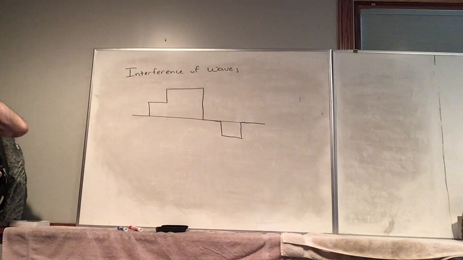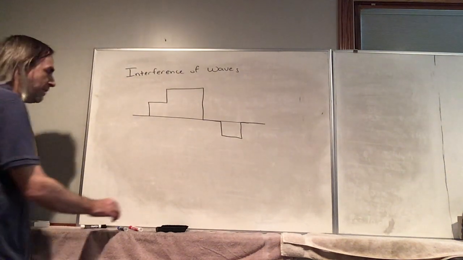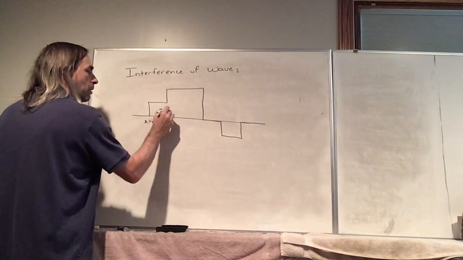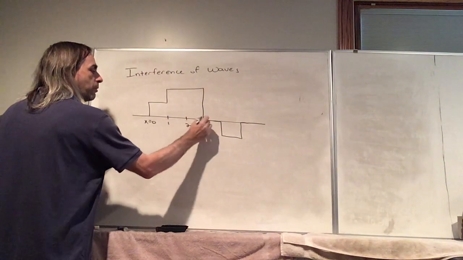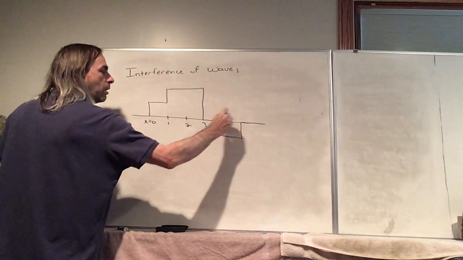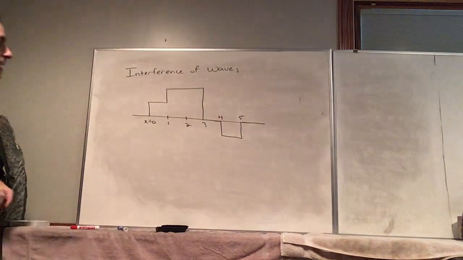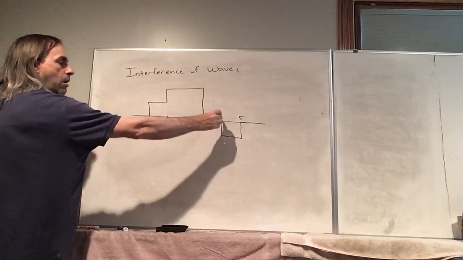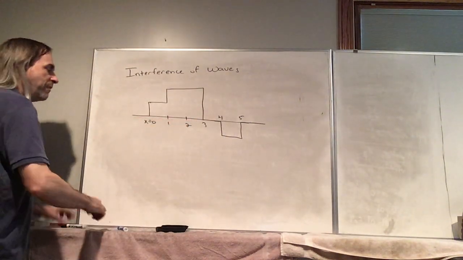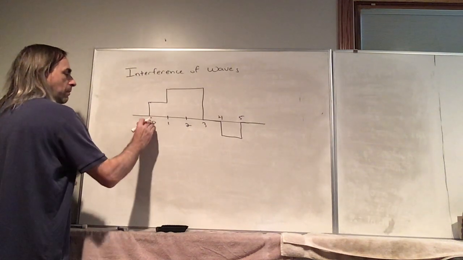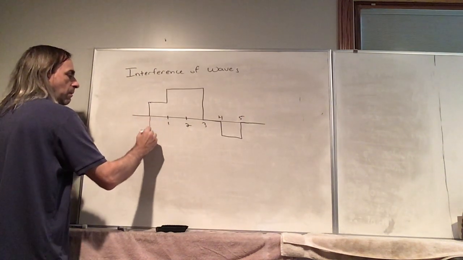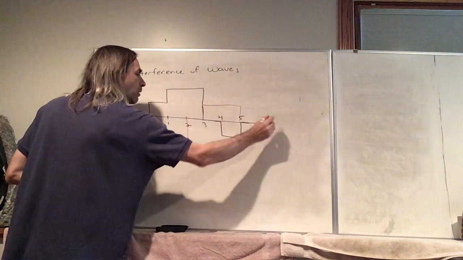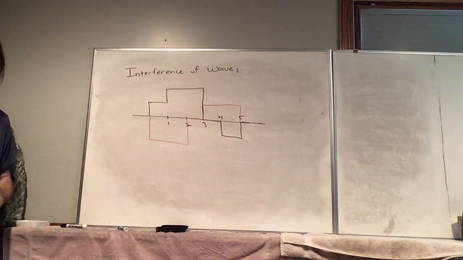Anyways, say this is wave 1, and wave 2 I'll make in red. Here, let's say that this is x equals 0, and here's x equals 1, 2, 3, 4, and 5. Here, the amplitude, let's say this is 1, these are 2, that's 0, that's negative 1. So if wave 2 looks like this, we can add these two waves.